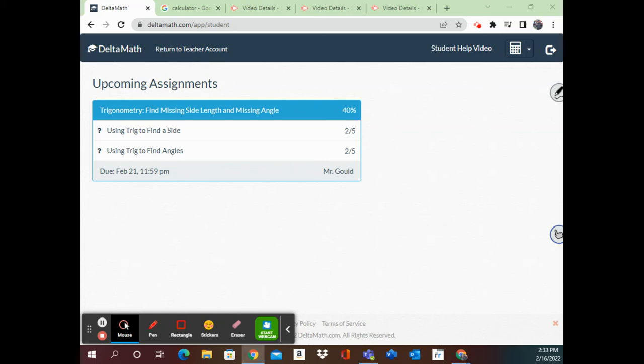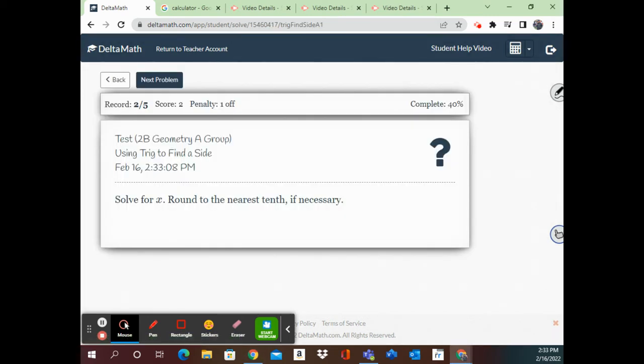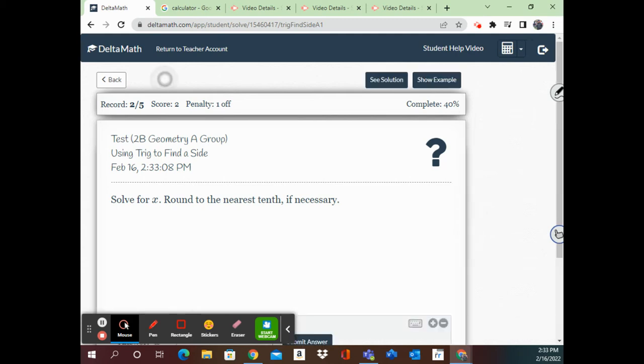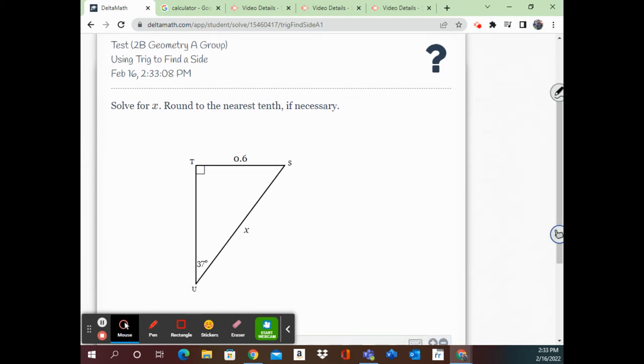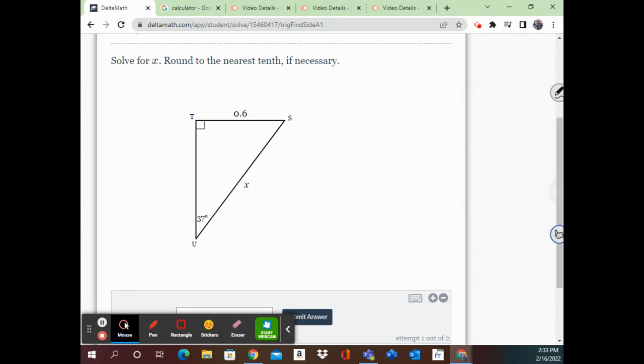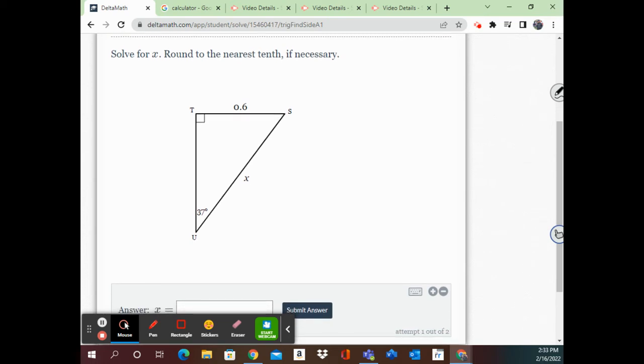All right. So now in this video, we're going to pay attention to how to use trig to find the side of a shape, triangle, things of that nature, right? So if we hit next problem, it's going to give us the breakdown and the question, right? So in this particular question, we want to find the missing side length x. So it says solve for x rounded to the nearest tenth.